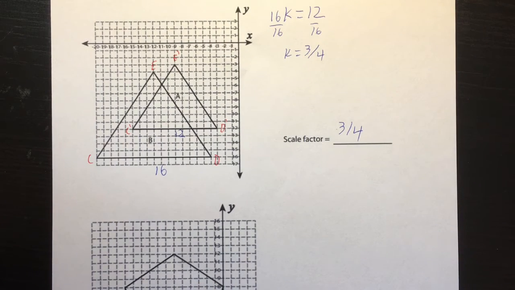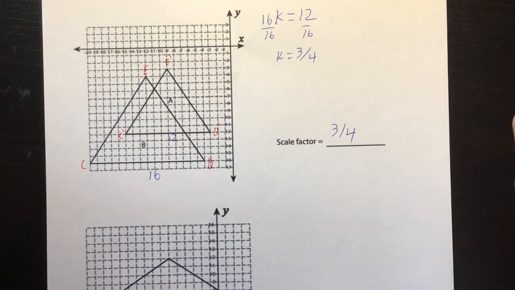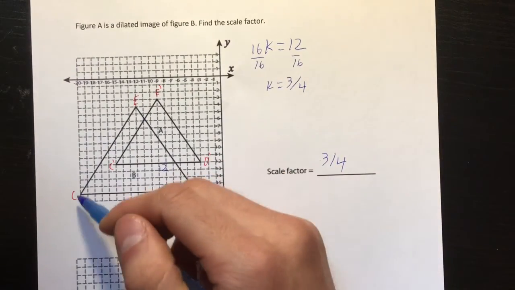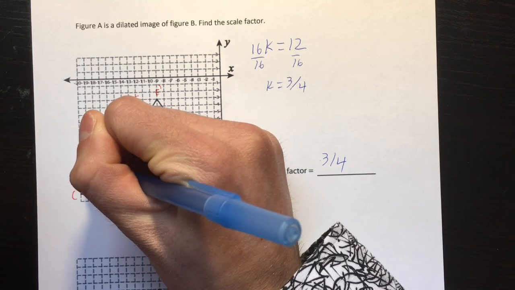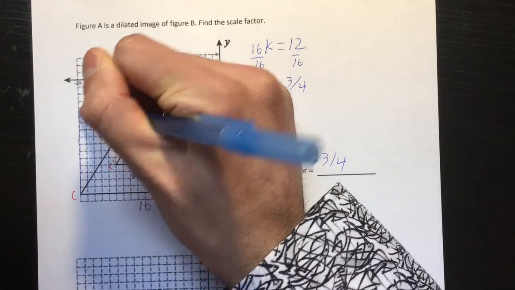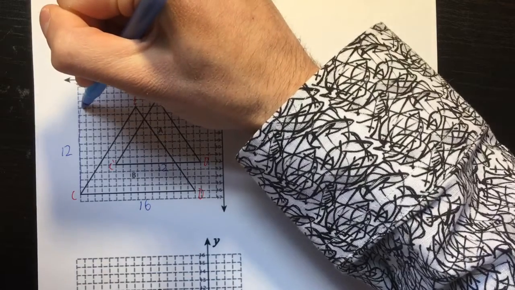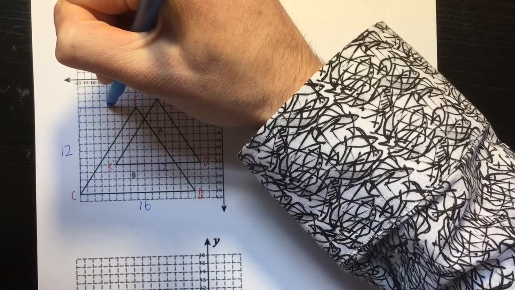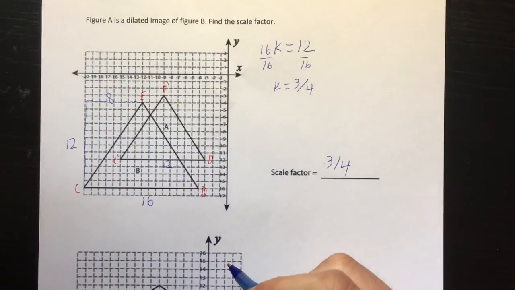Now again, what if we didn't have a directly horizontal line? Well, another way we could do it is let's look at C to E. And this is also just a great way to check your work to make sure you did it correctly. So to get from C to E, we're going to go 1, 2, 3, 4, 5, 6, 7, 8, 9, 10, 11, 12. 12 units in the vertical direction. 1, 2, 3, 4, 5, 6, 7, 8. 8 units in the horizontal direction.